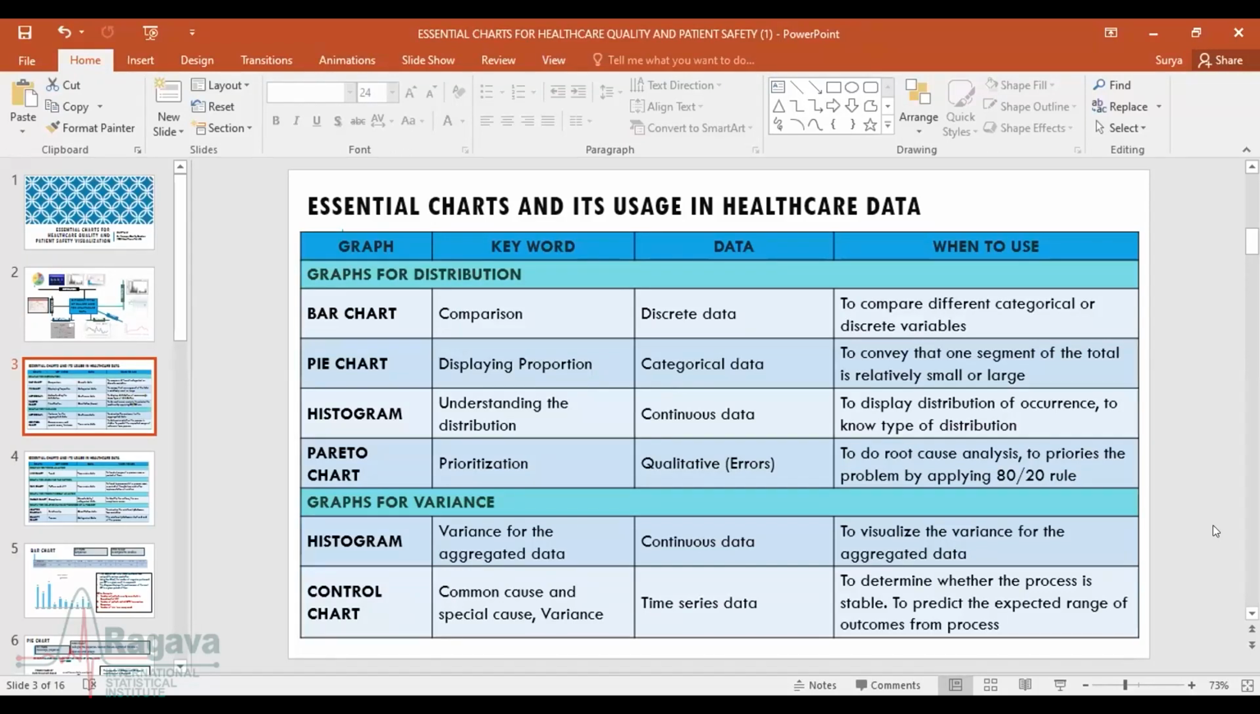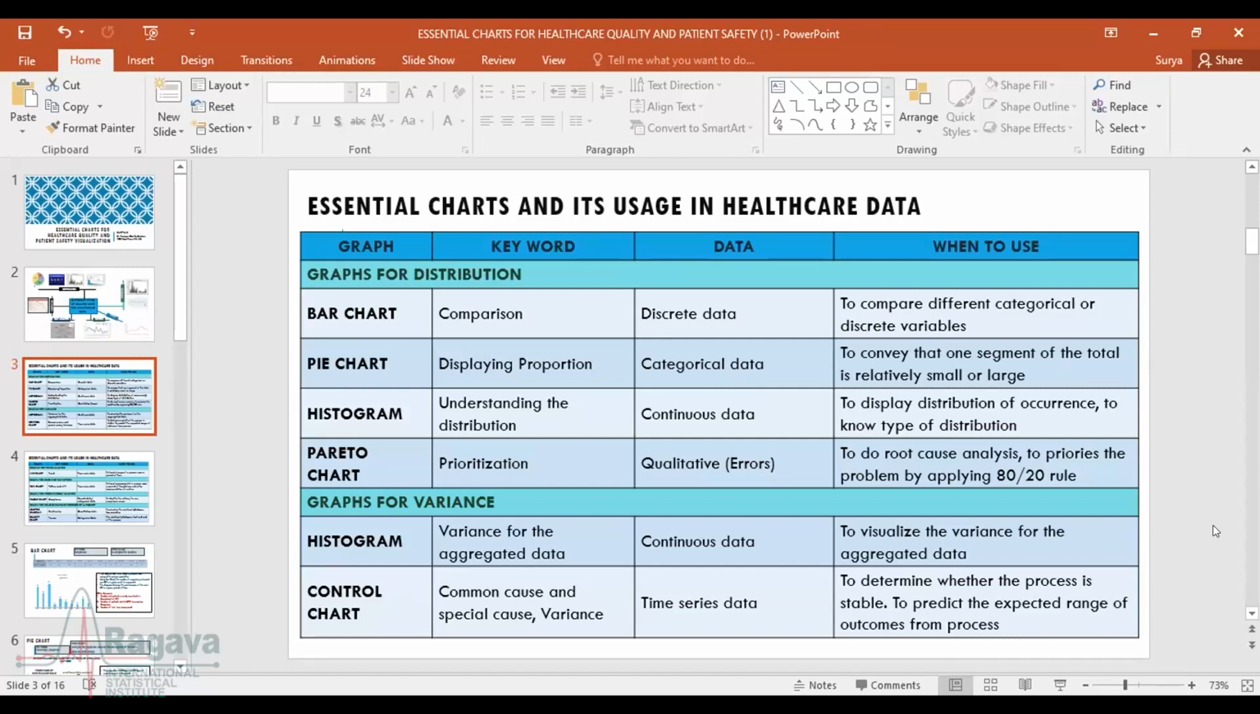Coming to variance, there are two types of charts we will be using for displaying the variance: the histogram and the control chart. The histogram we just discussed. It will show the variance of the aggregated data, so we will need the continuous data for that. We will be able to visualize the variance for the aggregated data.